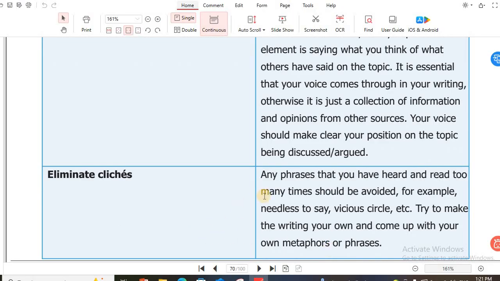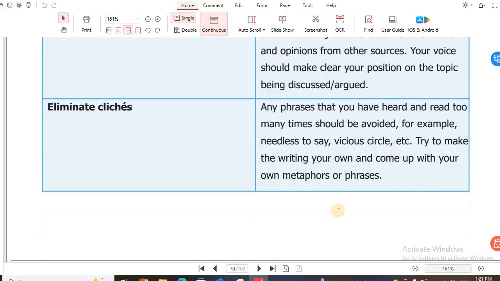Eliminate clichés. Any phrase that you have heard and read too many times should be avoided. For example, needless to say, vicious circle; rather, you use something different. So don't use very common phrases that are used in such situations. Try to change them from time to time using your own metaphors or phrases.